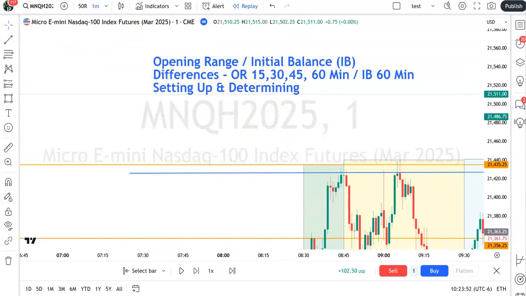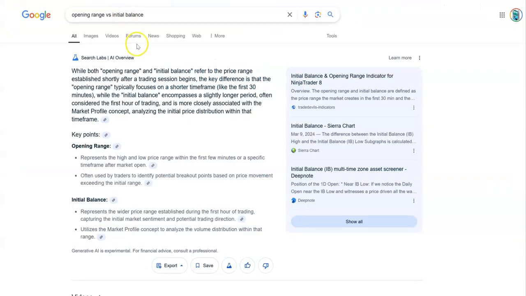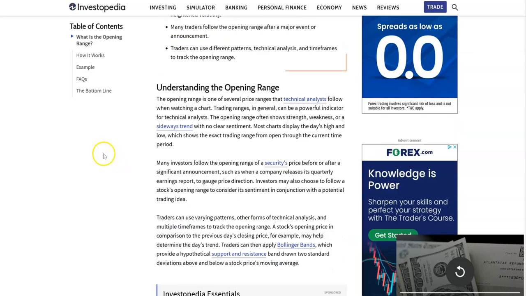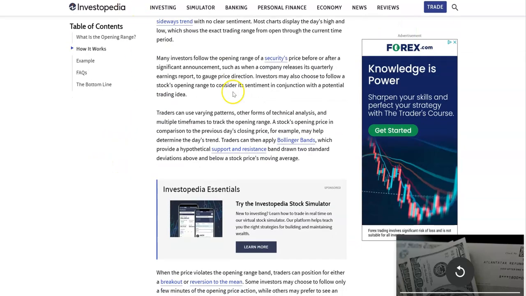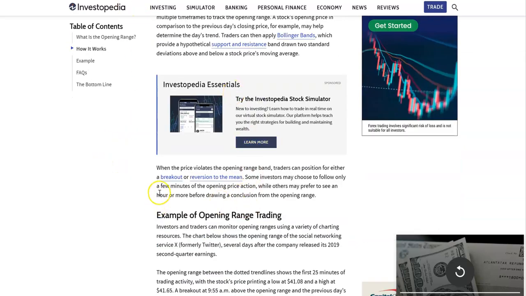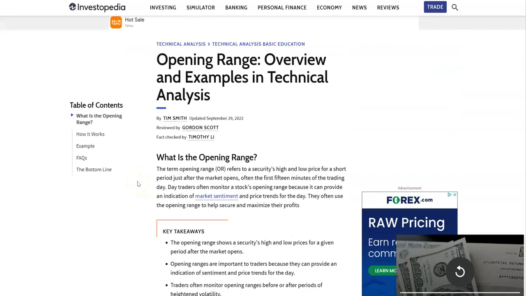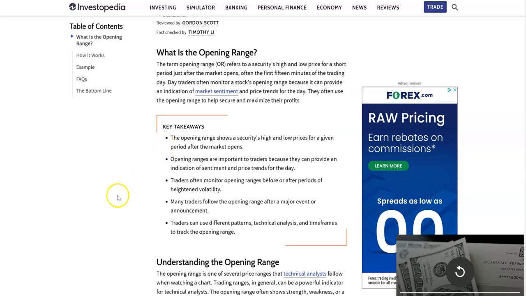Do some research. There's a lot of research out there, very easily found with Google. The opening range is used by retail traders, professional traders, institutions, as well as the initial balance. So right here, Investopedia has some really good information on it, and I highly recommend you do more studying on it and add it to your arsenal.